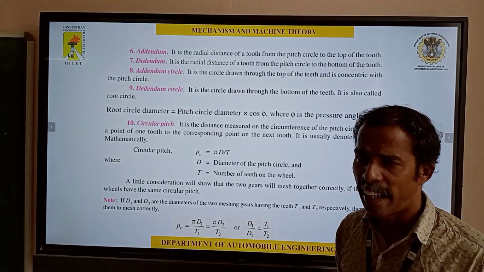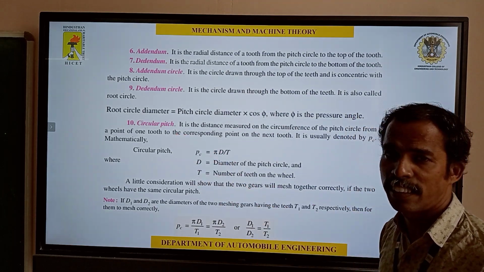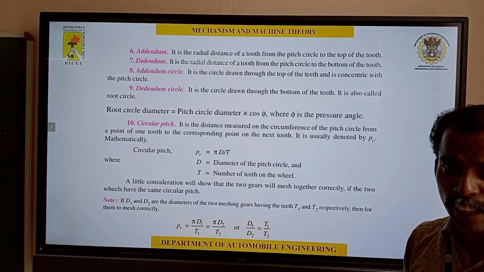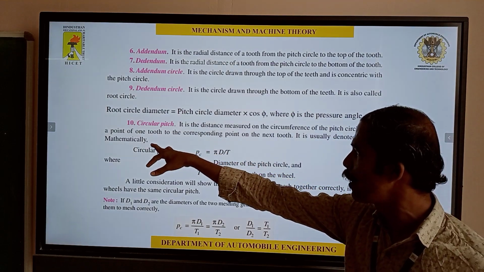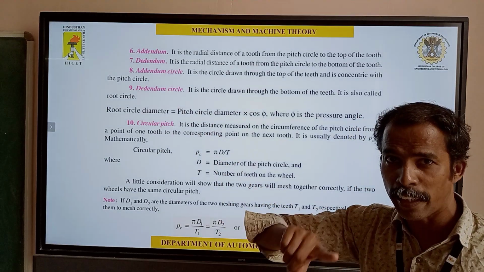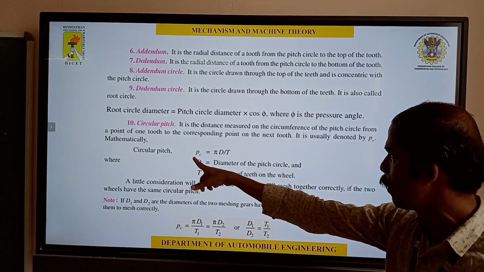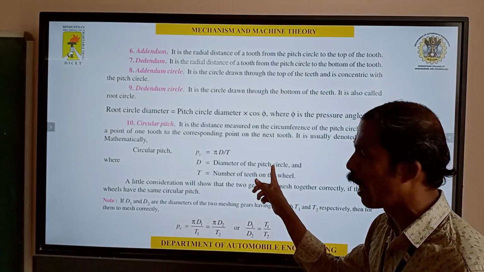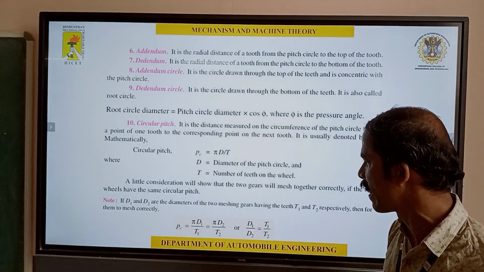Addendum, dedendum circle, we have all seen that. And circular pitch. Circular pitch is the distance measured on the circumference of the gear wheel at the pitch circle, from a point on one tooth to the corresponding point on the next tooth. It can be found by pi times D divided by T, where D is the diameter of the pitch circle and T is the total number of gear teeth.